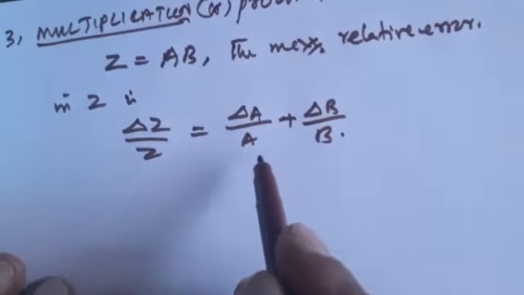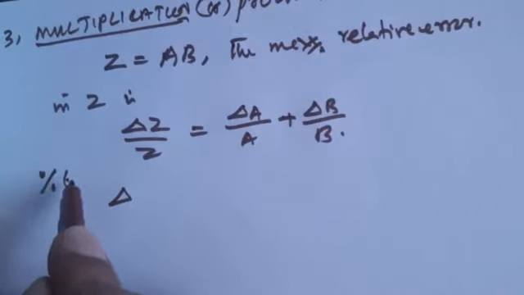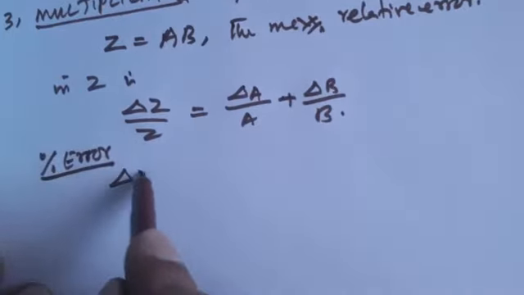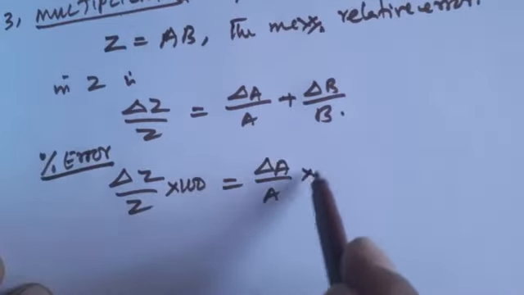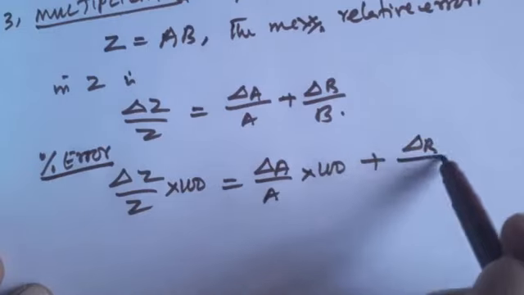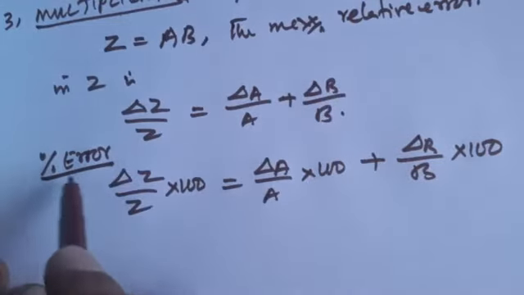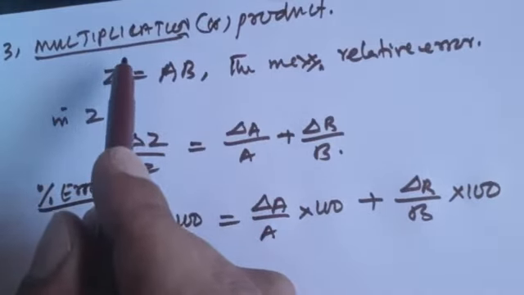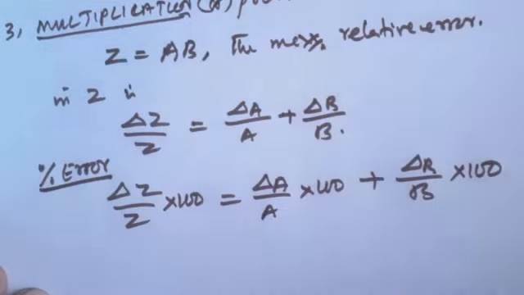Now what is the percentage error for this? Multiply by 100, that's it. In terms of percentage, the error for the same multiplication is delta z by z multiplied by 100 equal to delta a by a multiplied by 100 plus delta b by b multiplied by 100. So this gives you percentage error. Relative error expressed in terms of percentage is called percentage error. So this is the case for product or multiplication. In division also, but before that we will give some illustration for this.